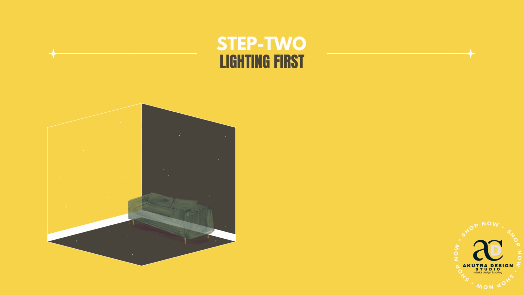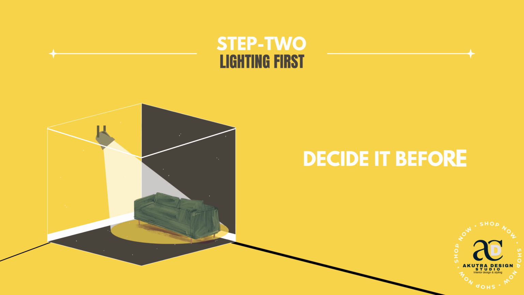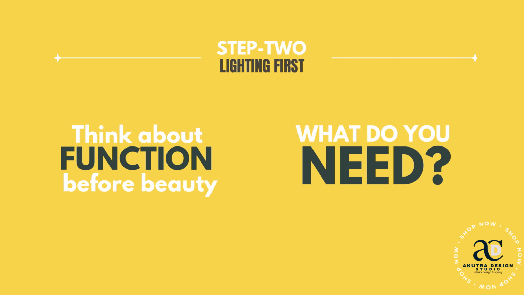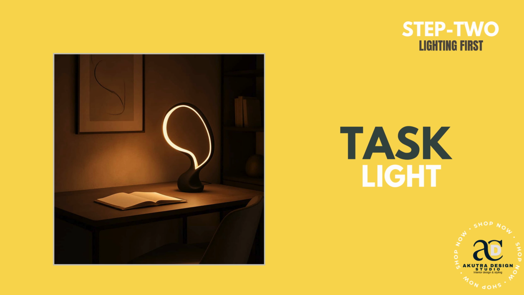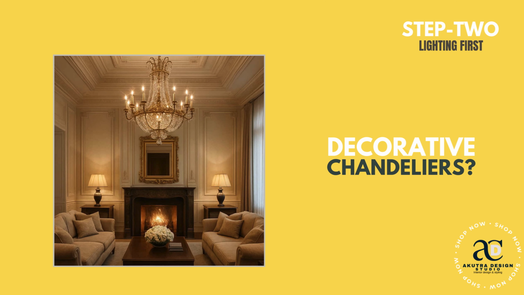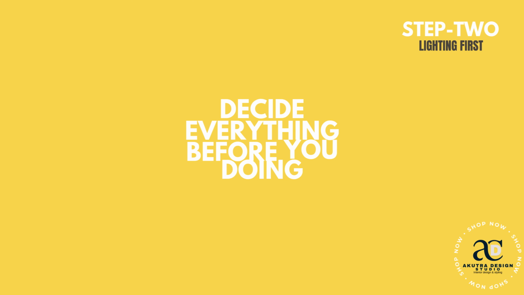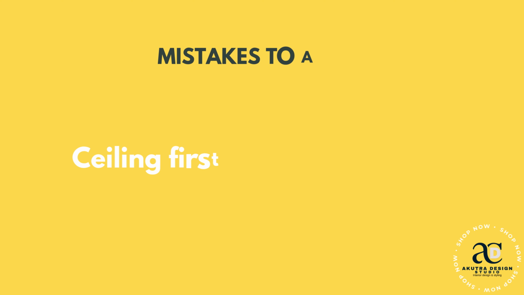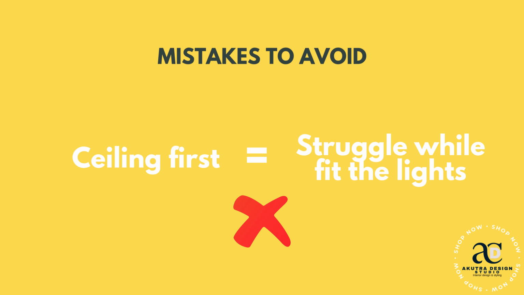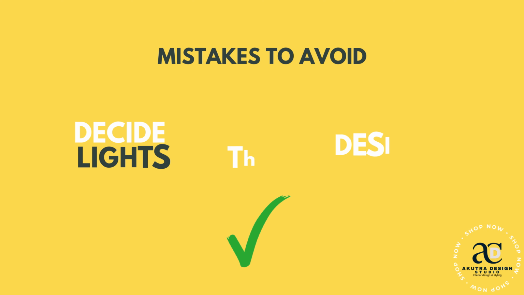Step 2. Lighting first. Lighting is 50% of your ceiling design. Think about function before beauty. Do you need cozy quilt lighting? Task lights for study areas? Or decorative chandeliers? Once you decide lighting, your ceiling layout will fall into place. A common mistake people make: they design the ceiling first, and later struggle to fit the lights. Always start with the light plan.